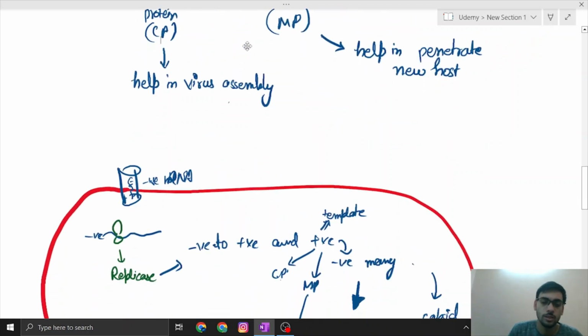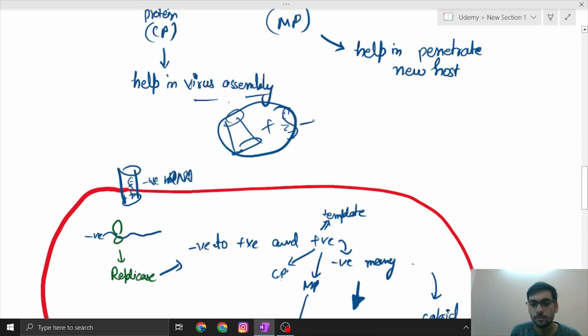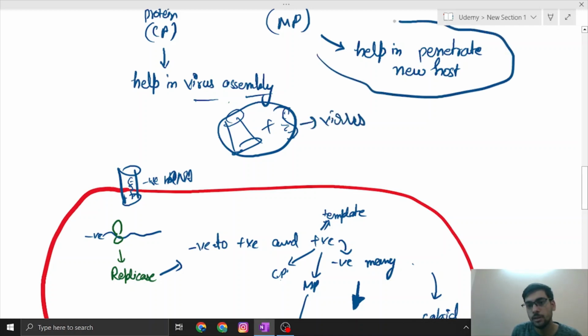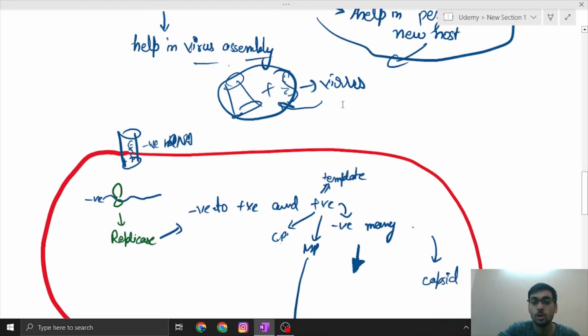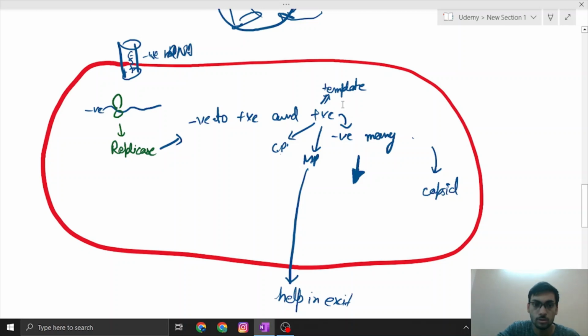The coat protein helps in viral assembly. So here is my nucleic acid. The coat protein will merge them and form a full-fledged virus. And the movement protein integrates with this full-fledged virus and helps this virus to infect a new host or another cell of the same host.